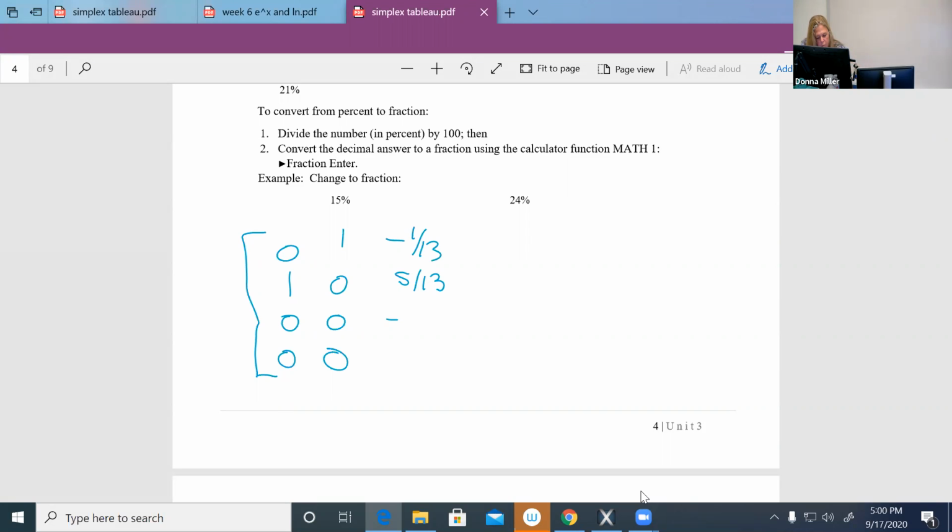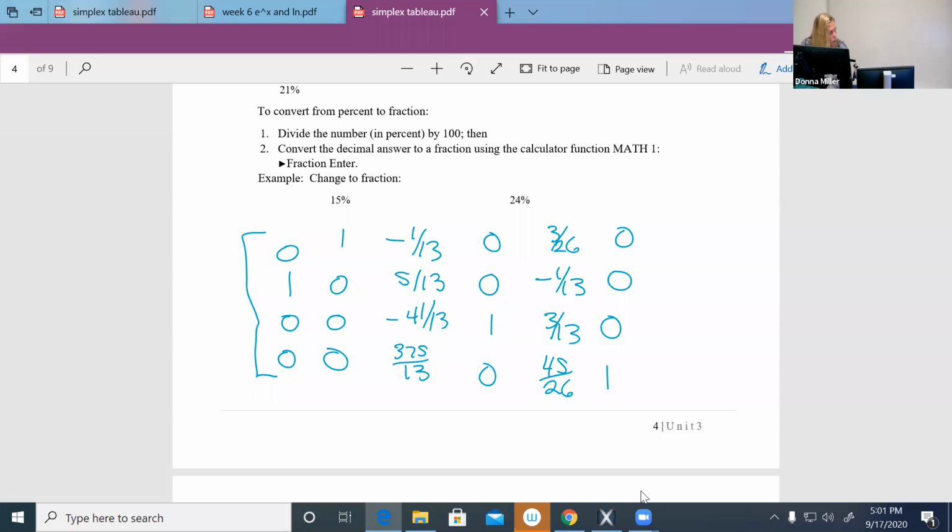Negative 41/13, which would be a better place to start. 75/13. 0, 0, 1, 0. 326. Negative 113. 13. 45/26. And with 0, 0, 0, 1. 18, 10, 18. Okay, so I pivoted multiple times, and this is what I ended up with.